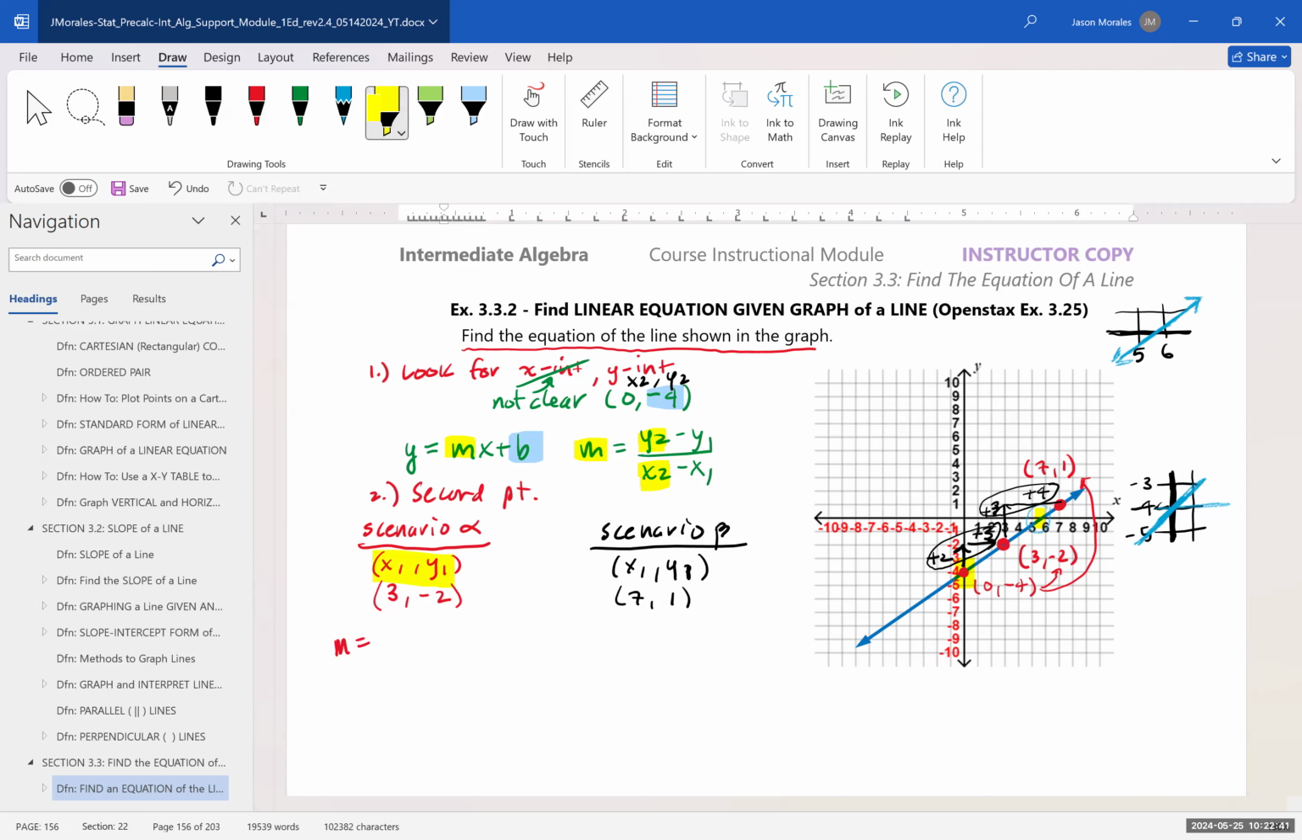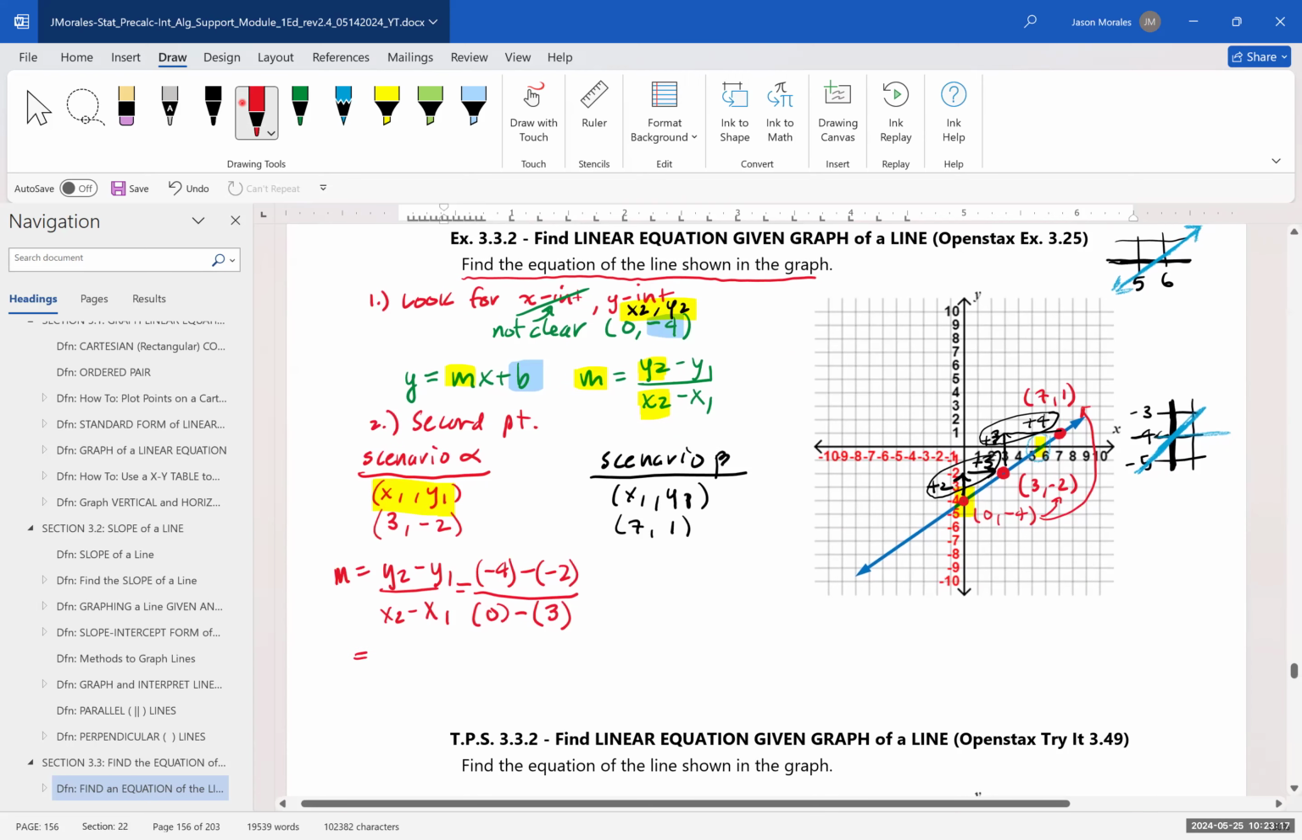with this x1, y1, and this x2, y2, you can have y2 minus y1 over x2 minus x1. I highly stress that you always rewrite your formulas every single time. So y2 is -4. That's going to be minus y1, which is -2, all over x2, which is 0, minus x1, which is 3.